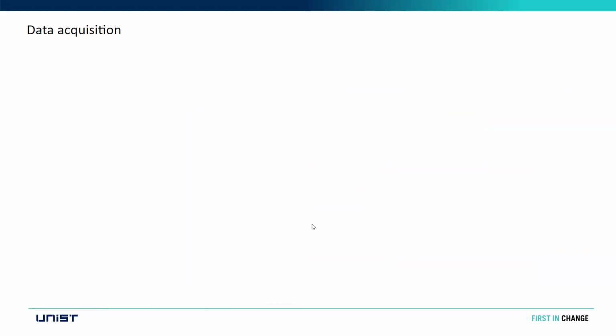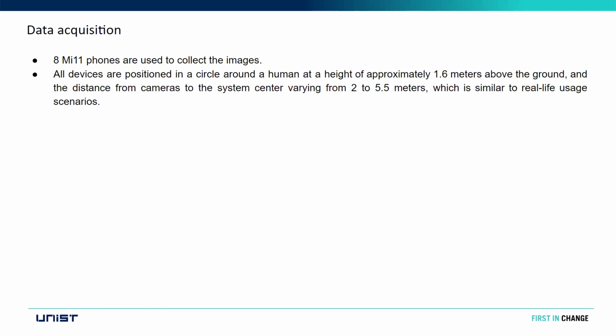Now coming to the data acquisition part. They use 8 Mate 11 phones to collect images. All devices are positioned in a circle around the human at a height of approximately 1.6 meters above the ground, and the distance from cameras to the system center varies from 2 to 5 meters to have diversity, which is similar to real-life user scenarios.